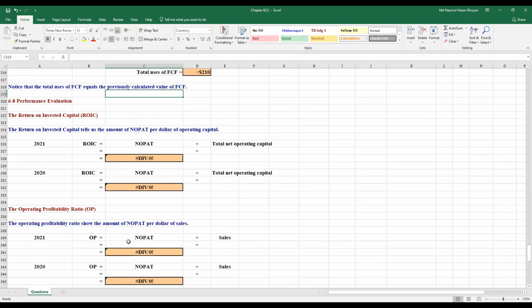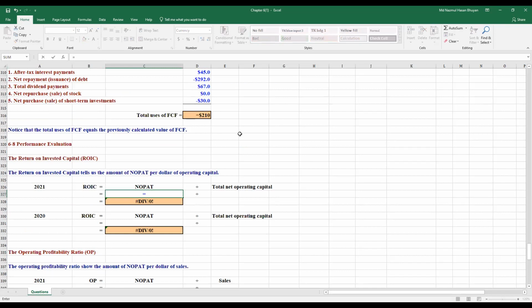All right. Now let us do some performance evaluation. To do performance evaluation, we're gonna measure some ratios. First one is return on invested capital. So return on invested capital actually measures the amount of net operating profit after tax per dollar of operating capital. That means for every dollar of operating capital investment, how much net operating profit after tax you get. So naturally, you want to see a higher value of return on invested capital. The higher the value is, the better you are.